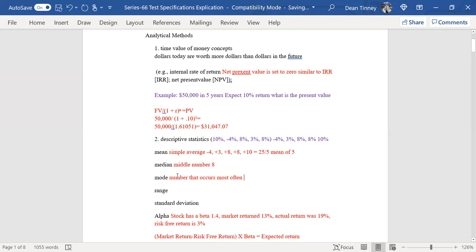And here in our sequence, I just made up our mode. The number that occurs most often is 8. And the range is the difference between the two, the difference between those two numbers.